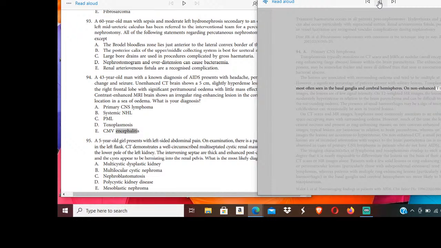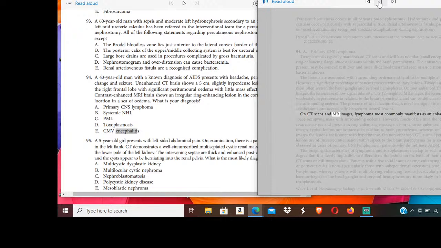On non-enhanced T1 weighted MR images, the lesions are of low signal intensity. On T2 weighted MR images, the lesions are mildly to moderately hyperintense in relation to the brain parenchyma and can be difficult to separate from the surrounding edema. The presence of small hemorrhages may be a sign of toxoplasmosis, and calcifications can occasionally be seen in treated lesions.